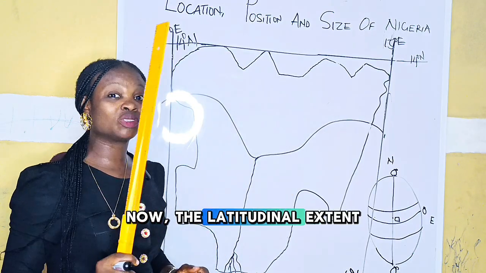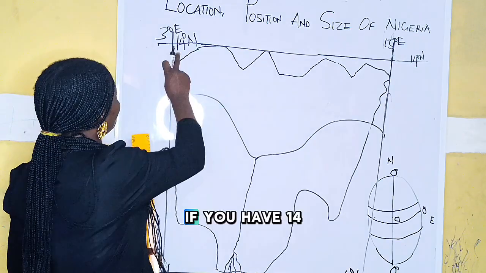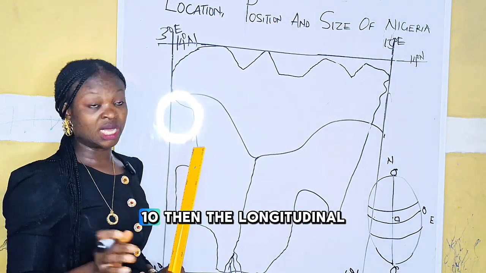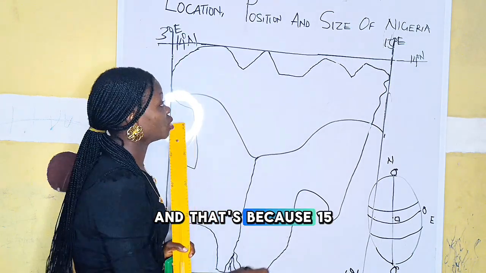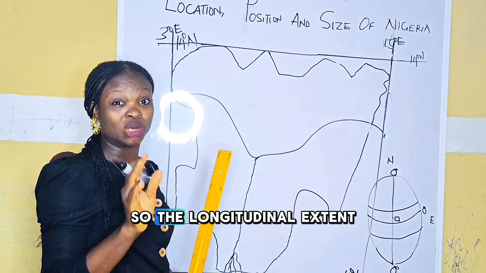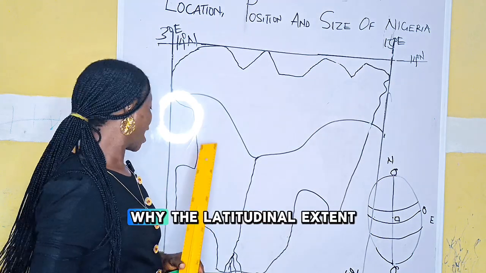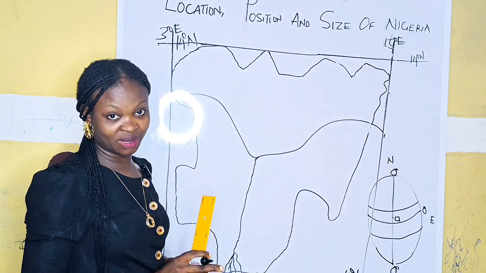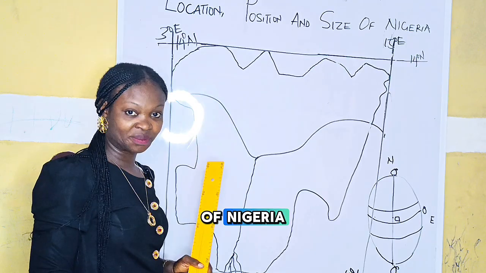Now, the latitudinal extent of Nigeria is 10. Why? If you have 14 take away 4, it will give you 10. Then the longitudinal extent is 12, and that's because 15 take away 3 will give you 12. So the longitudinal extent of Nigeria is 12 degrees, while the latitudinal extent is 10 degrees. Okay, that's for the location of Nigeria.